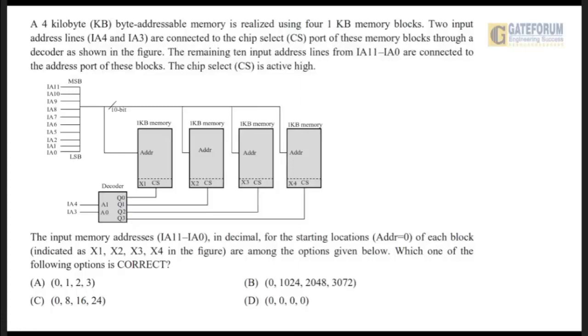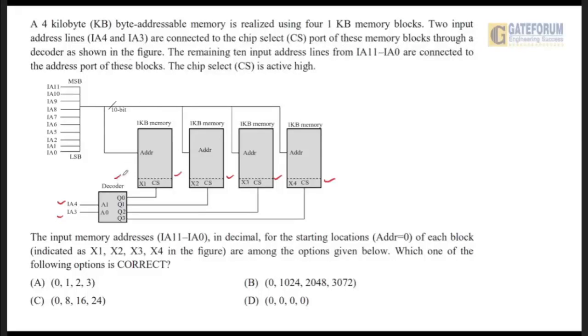Okay, so let us read the question properly. A 4 KB byte addressable memory is realized using 4 1 KB memory blocks, right? So this is the first 1 KB memory block, this is the second 1 KB memory block, the third 1 KB memory block, and this is another 1 KB memory block. So these are 4 1 KB memory blocks. 2 input address lines IA4 and IA3 are connected to the chip select port of these memory blocks through a decoder as shown in the figure.